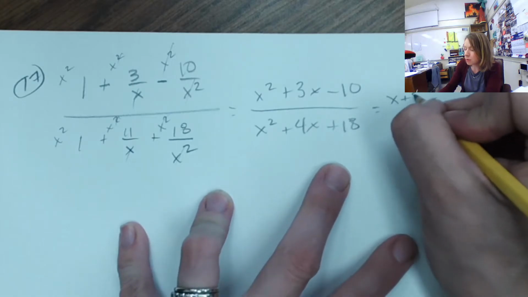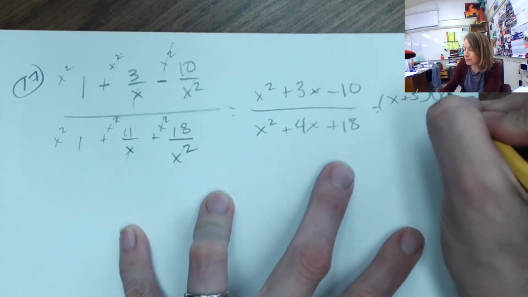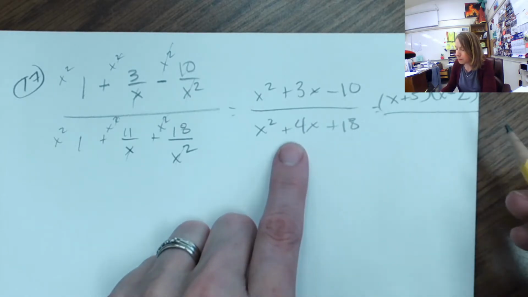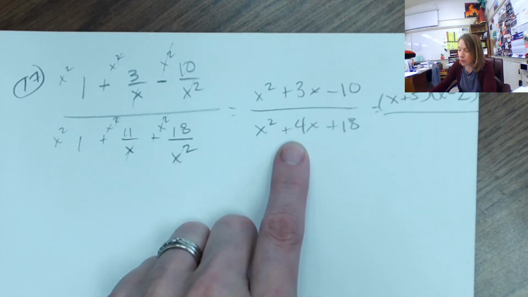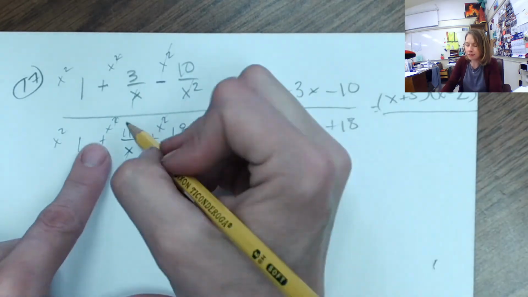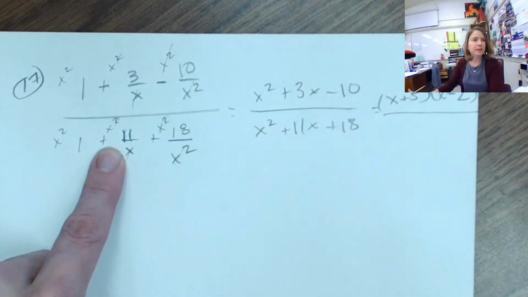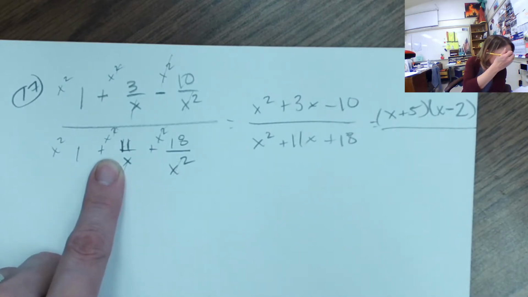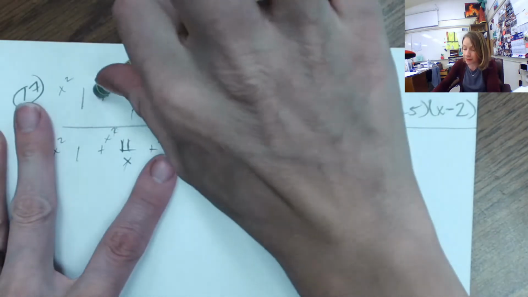So I've got an x plus 5, and then an x minus 2, and then here, oh, that's not a 4. Where did I get a 4? That's an 11. I was going to say, that's not working. And then, did I not write it down correctly at all? No, that is correct. Oh, no, this one is a minus.